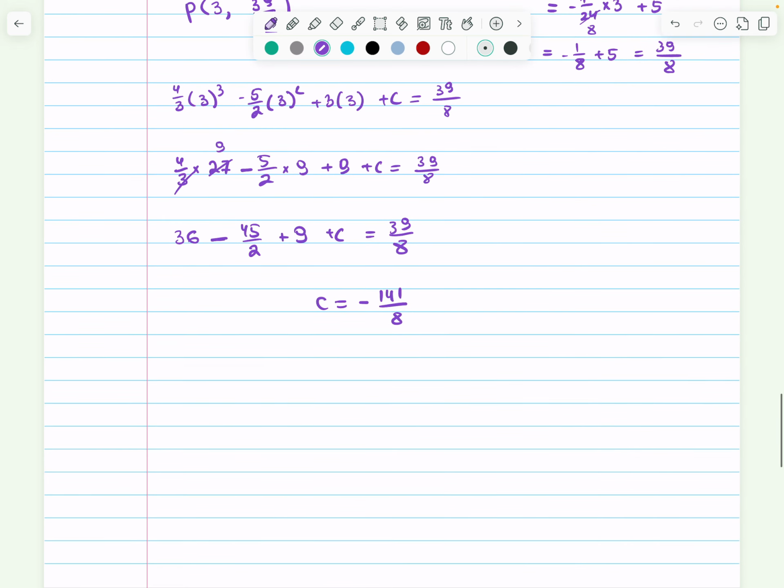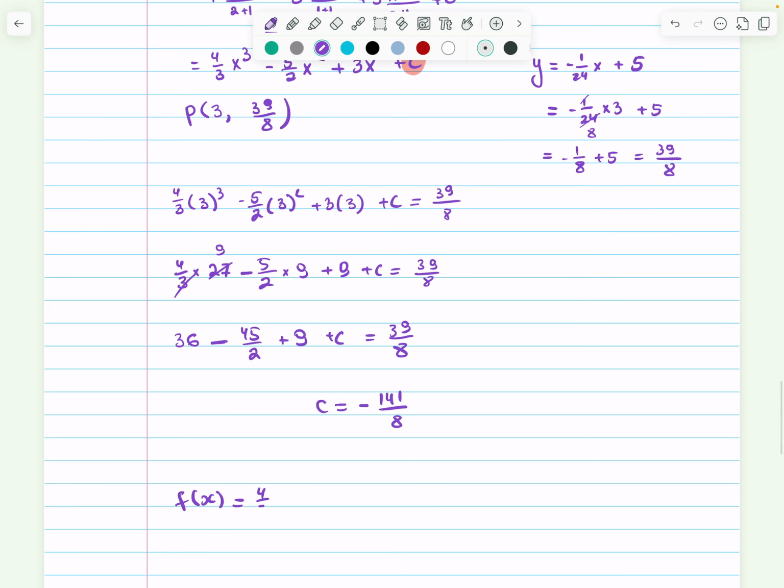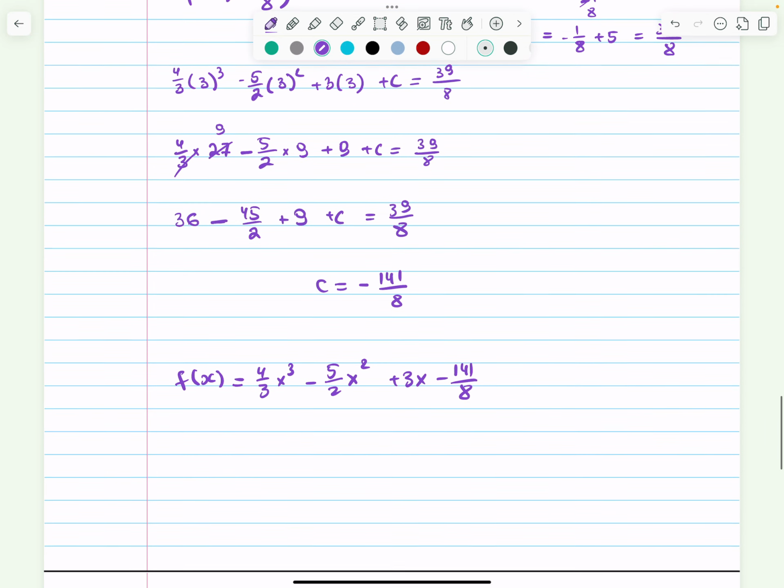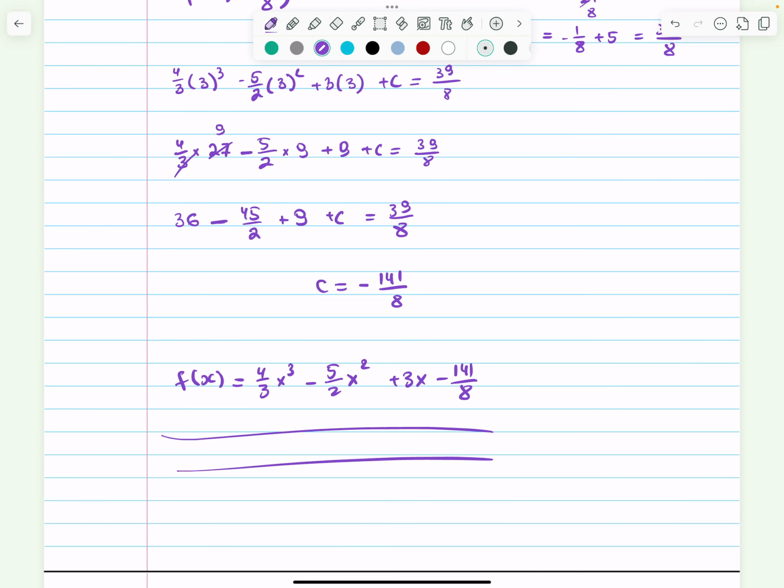All I have to do is bring the f of x down with 4 divided by 3 x cubed minus 5 divided by 2 x squared plus 3x minus 141 divided by 8. So that is the f of x.